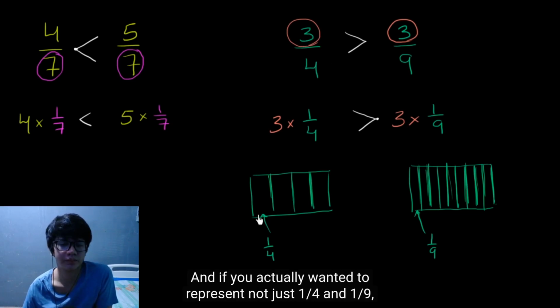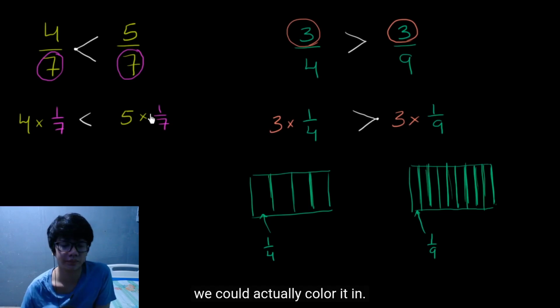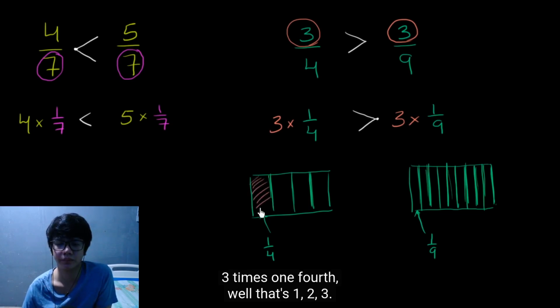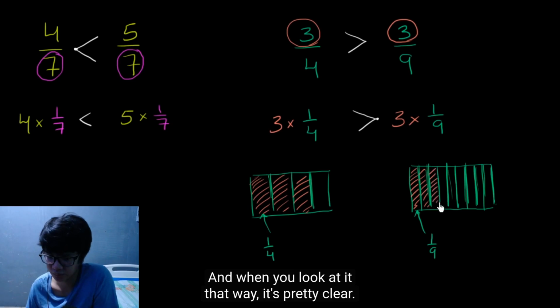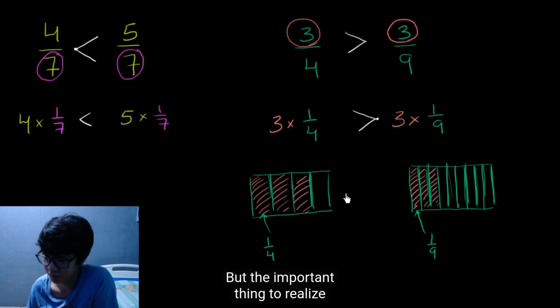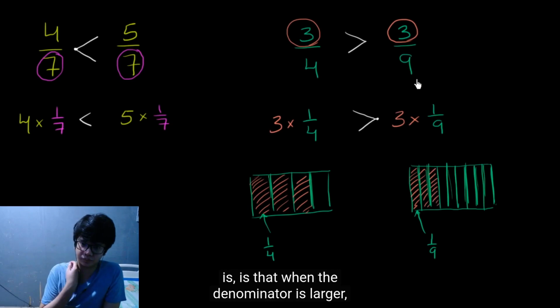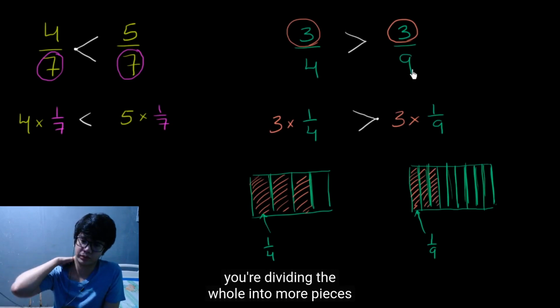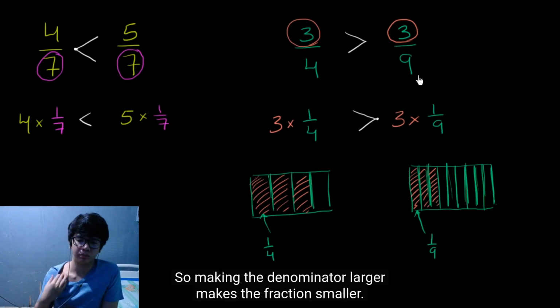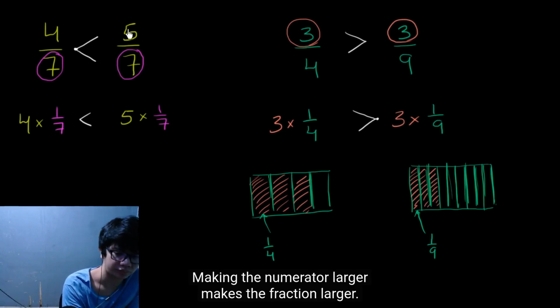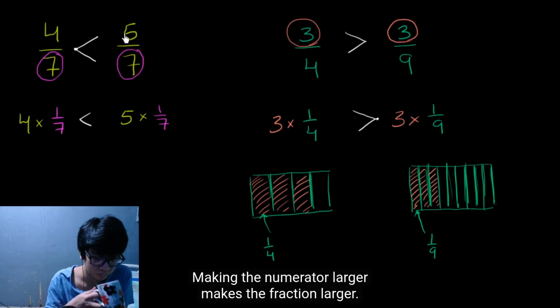And if you actually wanted to represent not just 1/4 and 1/9, we could color it in. 3 times 1/4, well, that's 1, 2, 3. While 3 times 1/9 or 3/9 is 1, 2, 3. And when you look at it that way, it's pretty clear. But the important thing to realize is that when the denominator is larger, you're dividing the whole into more pieces, so each piece will be smaller. So making the denominator larger makes the fraction smaller. Making the numerator larger makes the fraction larger.